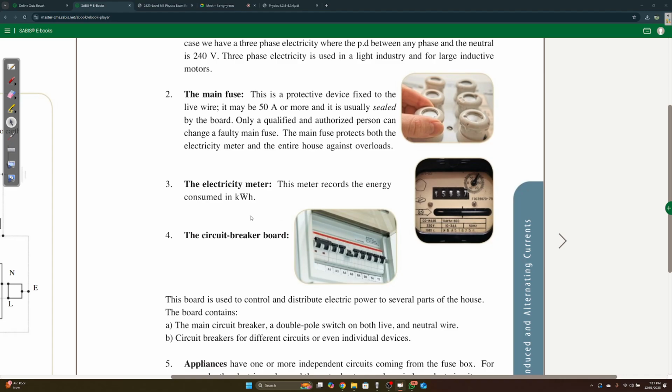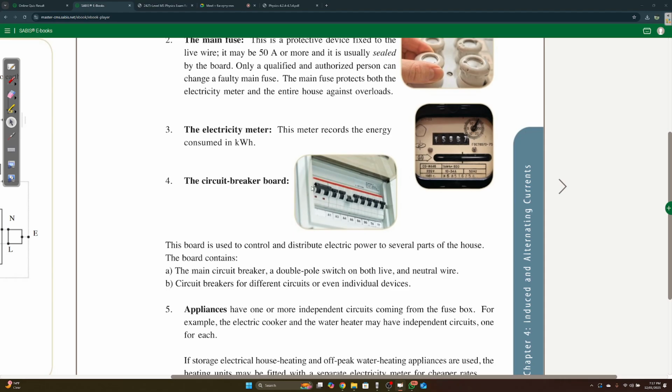Then you have the electricity meter. This records how much energy is consumed in kilowatt hours. It's somewhere in your house, or maybe not in your house but connected to your house. And when your parents pay the electricity bill, the company actually reads the electricity meter and charges you based on how many kilowatt hours you have consumed.